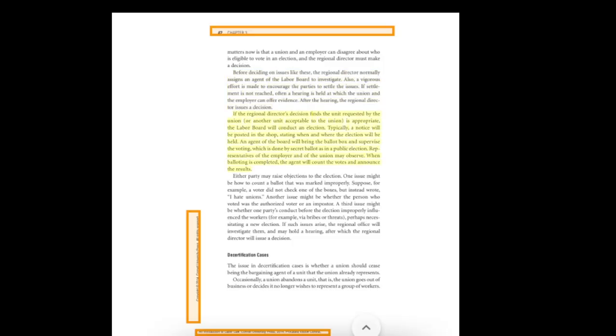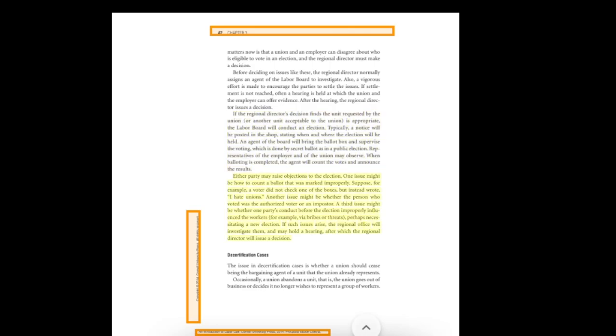If the regional director's decision finds the unit requested by the union, or another unit acceptable to the union, is appropriate, the labor board will conduct an election. Typically, a notice will be posted in the shop, stating when and where the election will be held. An agent of the board will bring the ballot box and supervise the voting, which is done by secret ballot as in a public election. Representatives of the employer and of the union may observe. When balloting is completed, the agent will count the votes and announce the results.